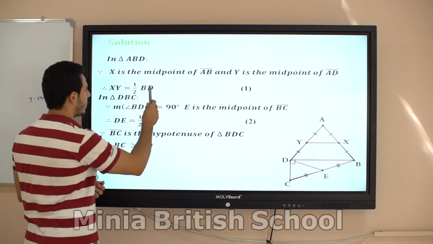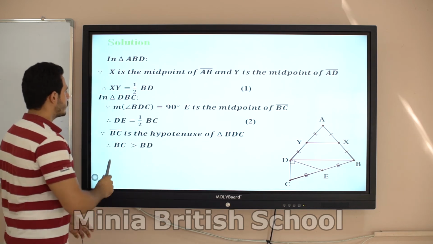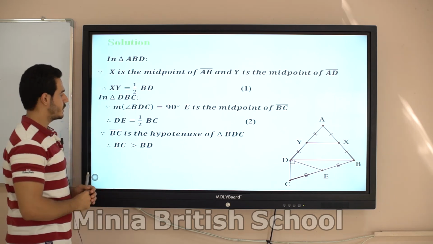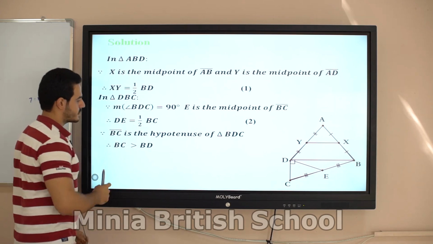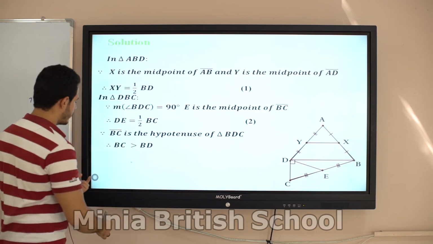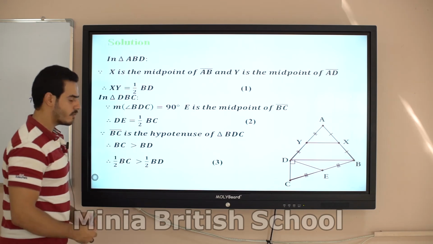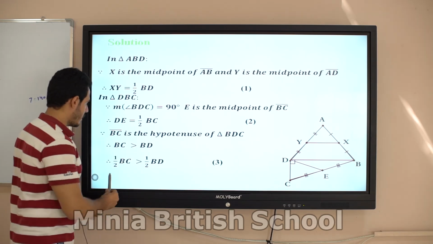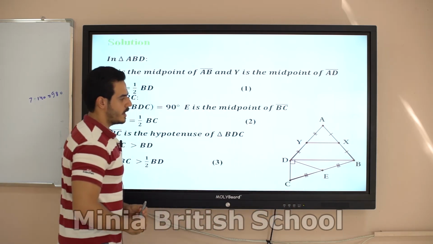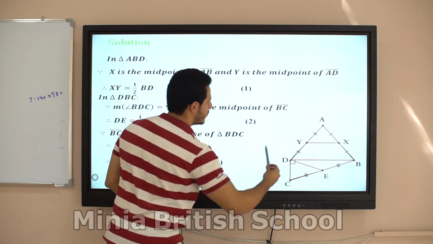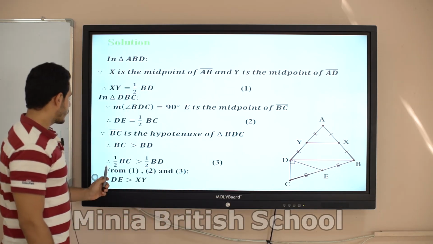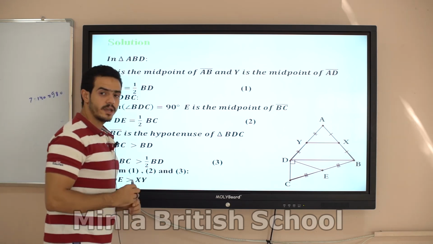Look at 1, 2, and 3. First, XY equals half BD. DE equals half BC. And BC is greater than BD. So half BC is greater than half BD. Half BC equals DE, and half BD equals XY. So from 1, 2, and 3, DE is greater than XY.